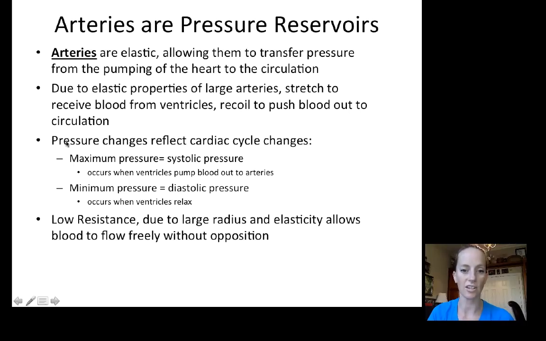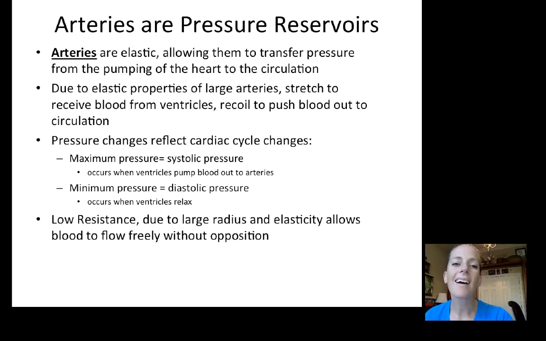So these pressure changes reflect then the cardiac changes. And we can measure pressure in vessels by looking at systolic and diastolic pressures. So the maximum pressure occurs when the ventricles pump the blood out to the arteries. The minimum pressure occurs when the ventricles relax. The maximum pressure, because it's during the contraction phase, is the systolic pressure. The minimum pressure, because it occurs during the relaxation phase, is the diastolic pressure.